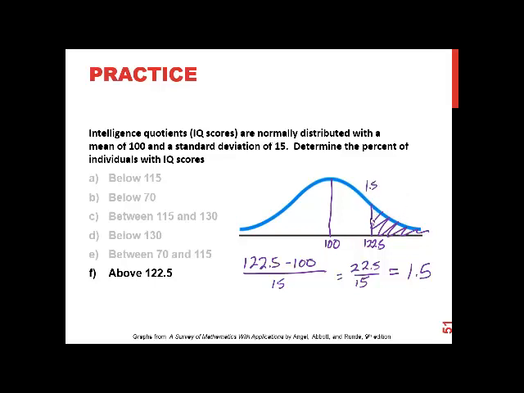Now if I look up 1.5 on the table, it's going to tell me the left side. So I need to take my value from the table and subtract it from 1. Going back to my table, I see that a z-score of 1.5 has an area to the left of 0.9332. And when I subtract that off, I get 0.0668. Or another way of saying that is that 6.68% of people have IQs above 122.5.